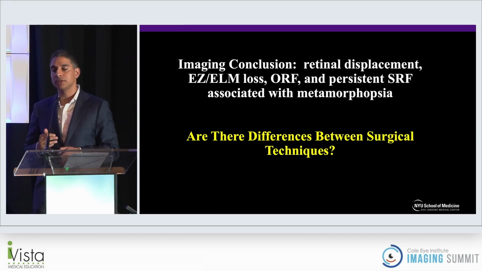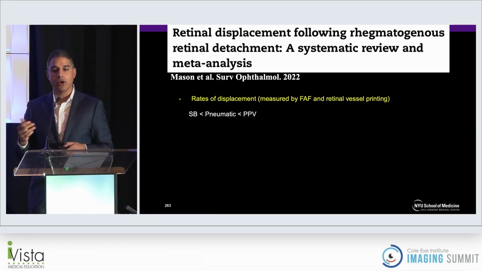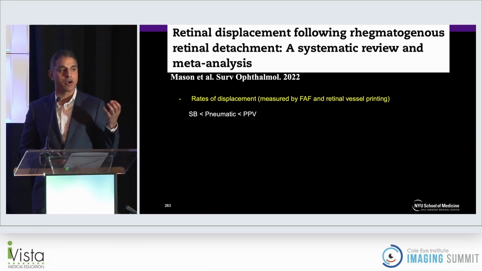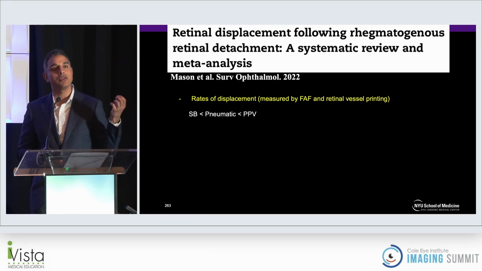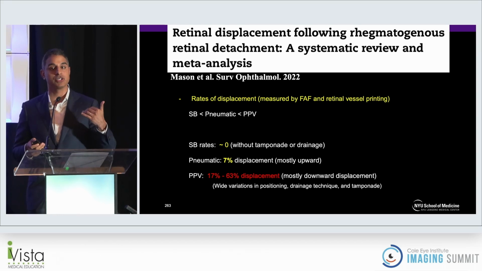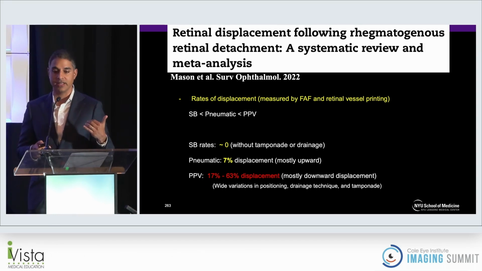But are there differences between surgical techniques? So I think we're all pretty familiar with the fact that displacement rates are probably lowest in a non-drainage scleral buckle, followed by pneumatic, followed by vitrectomy, and there's good data supporting this. Where the rates of vitrectomy, which is the thing that I'm interested in the most, there's massive variability in the rates of displacements, mostly downward, suggesting a gravitational component to this.